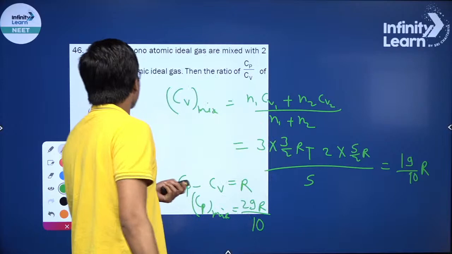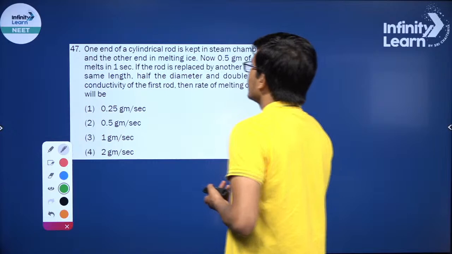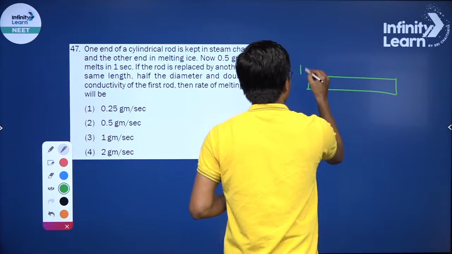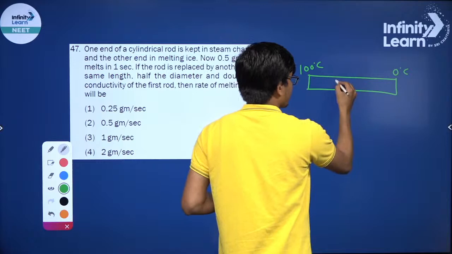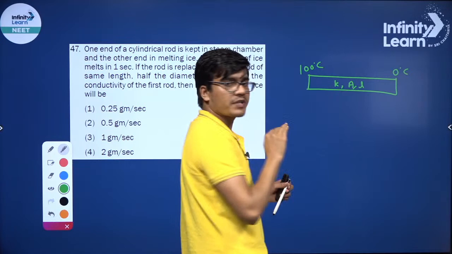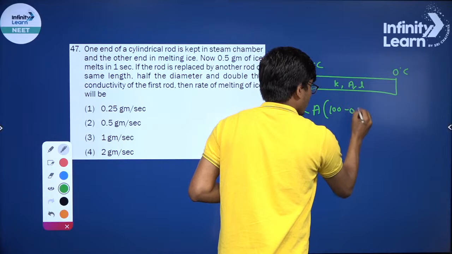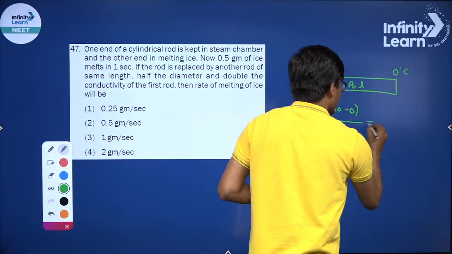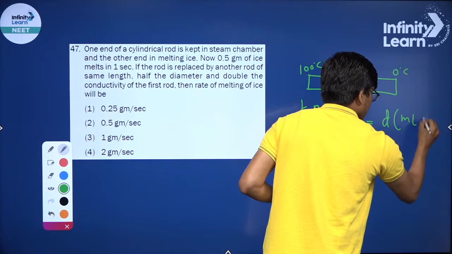Moving to the 47th question. So one end of a cylindrical rod is kept in steam. What is happening in this question? You are having a rod. One end is in steam, the other is in ice, right? So if the thermal conductivity is K, area is A and length is L, then due to this temperature difference there will be conduction at the rate of KA into 100 minus 0 by L. This heat will be used to melt the ice. That ice melting is given by latent heat of fusion, right?